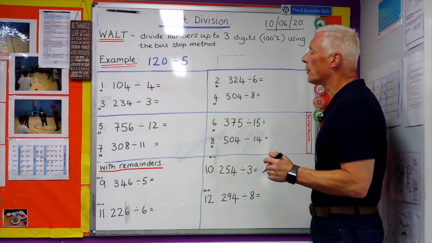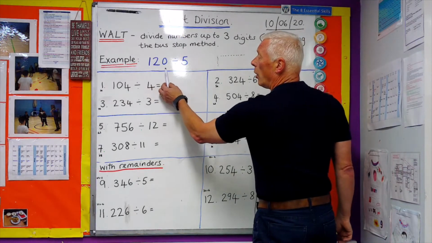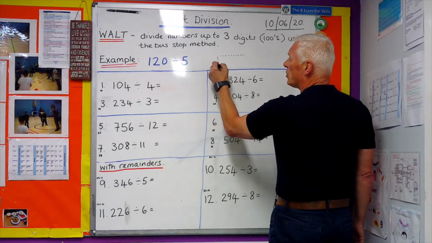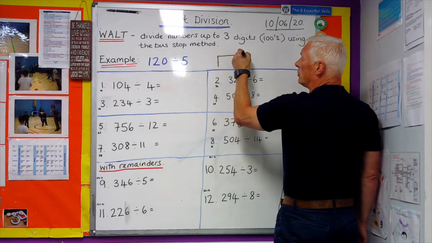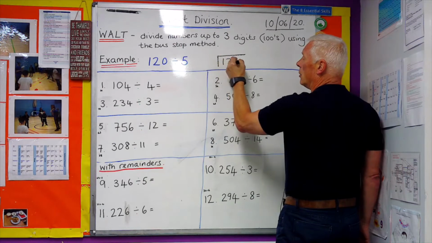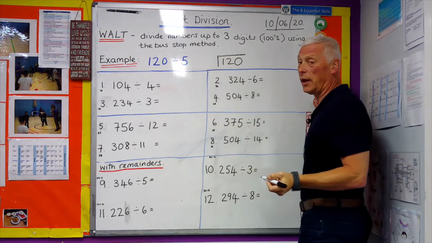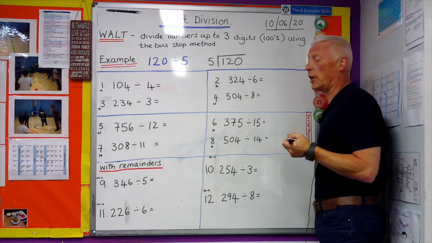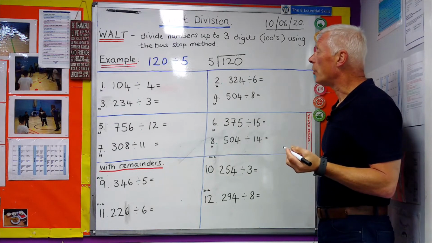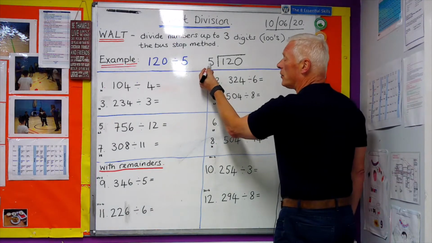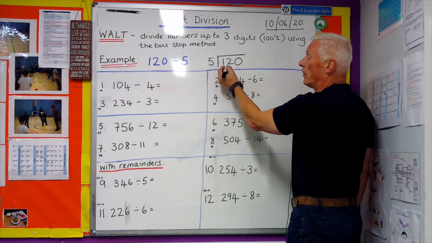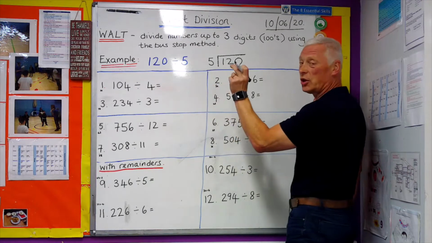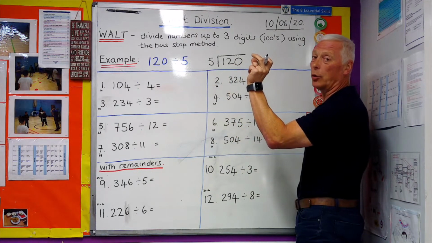All right, so if I wanted to divide the number 120 by 5, the easiest way of doing that is to create a bus stop, put the number in the bus stop and the divisor, which is the number 5, on the outside. Okay, what I'm going to do then is say how many 5s go into 1, how many 5s go into 12, how many 5s go into 120. All right, so we're looking at partitioning and breaking up that number.